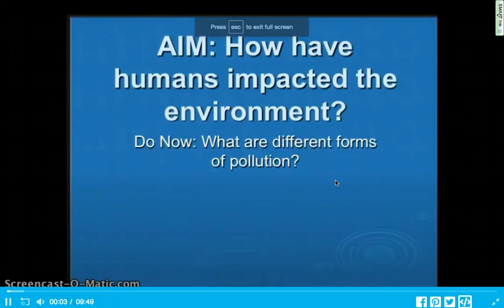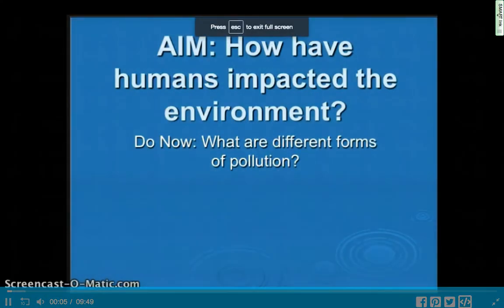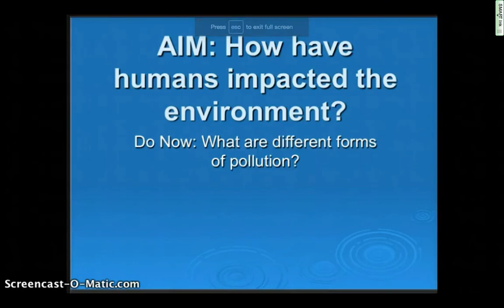Unit 12, page 1. How have humans impacted the environment? What are different forms of pollution? List as many forms of pollution as you can on your paper.